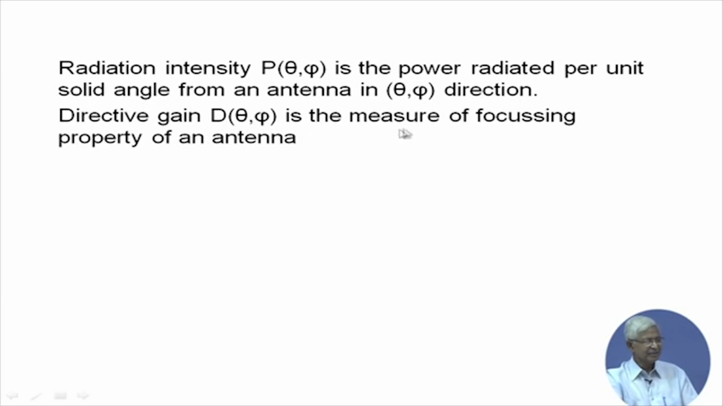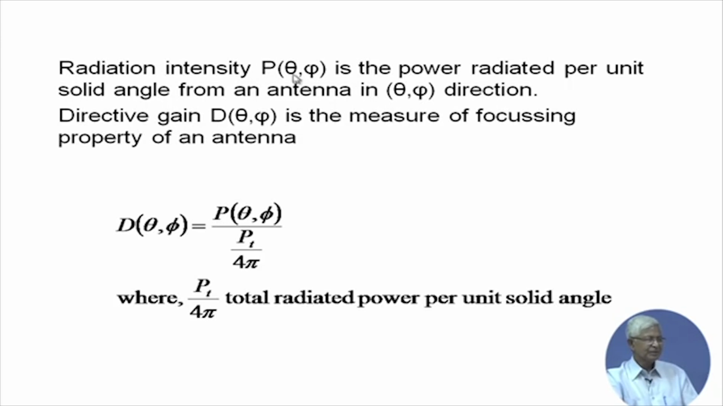Directive gain is the measure of the focusing property of this antenna, which is P(theta, phi) and transmit power Pt by 4 pi. This Pt by 4 pi is the total radiated power per unit solid angle. So, the ratio of P(theta, phi) by Pt by 4 pi is the directive gain, but this is with the radiated power. We have a certain power amplifier output which is going to the antenna, which is the input power to the antenna. So, this has to be translated into the input power.